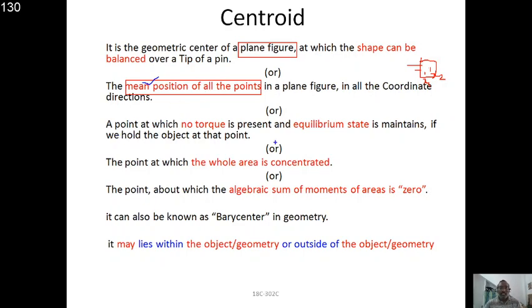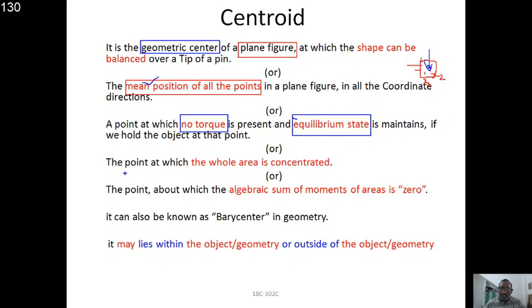In other words, it is the point at which, if the loads are applied, it will not produce any torque. So no torque will be there, and if I apply the load at that point, it will give the equilibrium state. That point is very important because it is a geometric center, so if I apply the load on that centroid point, it will not produce any torque. So the system will be in the equilibrium state.